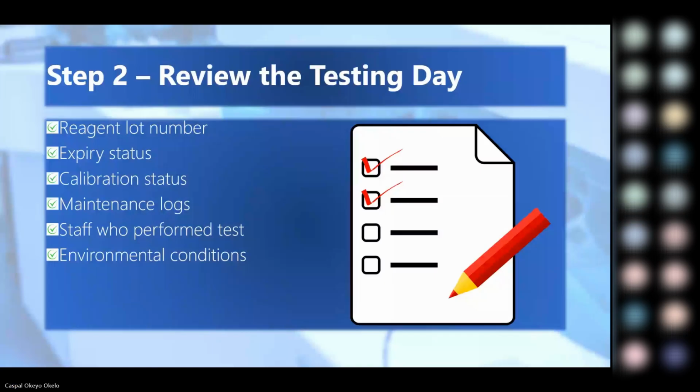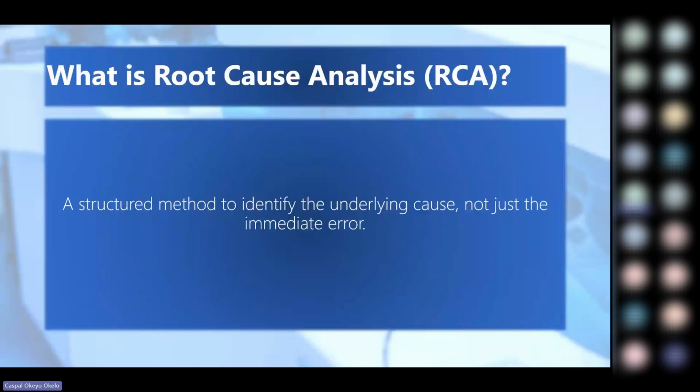So we proceed. What is root cause analysis? Now that we've verified the data, reviewed the QC and reconstructed the testing day, we are ready to do something more structured. And this is where root cause analysis comes in. Root cause analysis, or RCA, is a structured method used to identify the true underlying cause of the problem. Not the visible error, not the immediate trigger, but the deeper system weakness that allowed this error to occur.